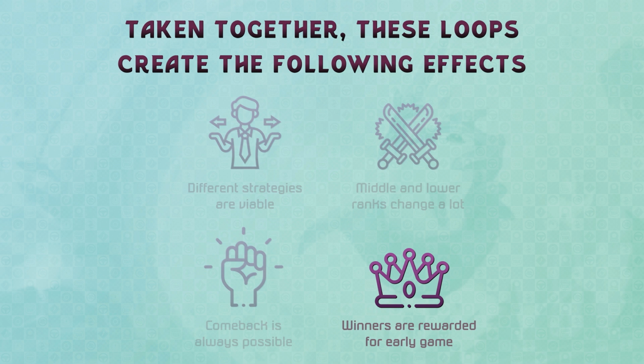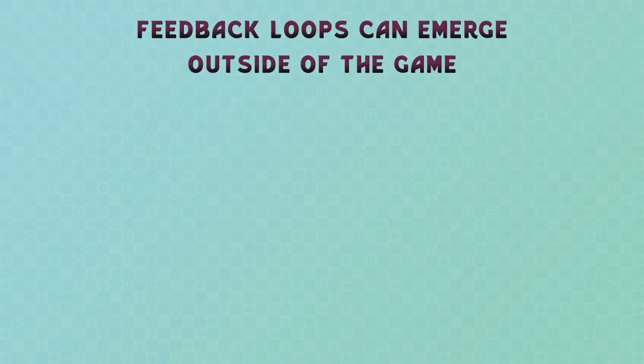Now, before we wrap up the session, I just wanted to quickly mention different types of feedback loops that can emerge within your game without you necessarily noticing. And first of all, we have to consider that there are feedback loops that emerge outside of our game, for example, in the minds of our players.